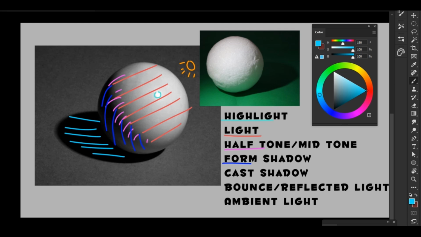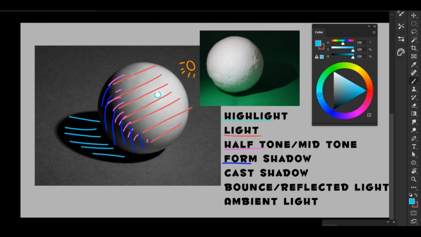So now let's talk about the difference between form shadow and cast shadow. Form shadow happens on the object. If you see form shadow, it's on the object itself, like the shadow curving around this sphere. Cast shadows though are shadows the object throws on something else, like the surface below it, like this ground over here.